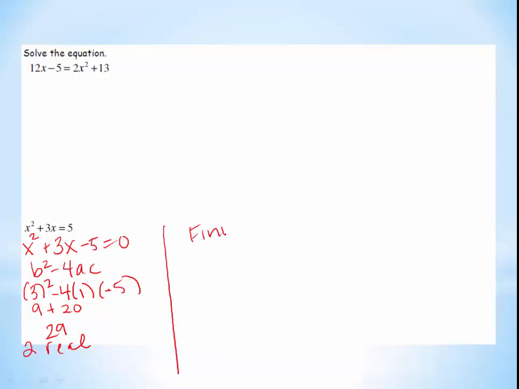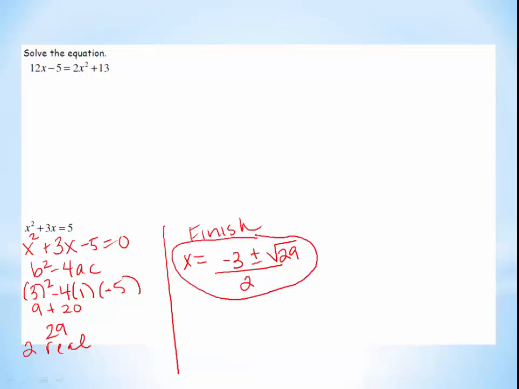Now let's finish the problem. The opposite of my b, plus or minus what I just received in the discriminant, all over 2 times a. Now, can I reduce the square root of 29? Nope. So there's my answers. There's two of them in there. Hopefully you see them. One is using a plus sign, and one will be using a minus sign.